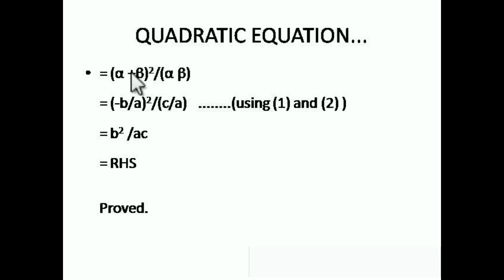Okay, now alpha plus beta, we know the value, the sum of the roots, that is minus b by a. Its whole square upon alpha into beta, multiplication of the roots, that is c by a. Now just simplify, it's b square by ac. So RHS, then the question is proved. Okay, so very simple question, but still we need to know the simple basics. Okay, good question. Let's see one more.